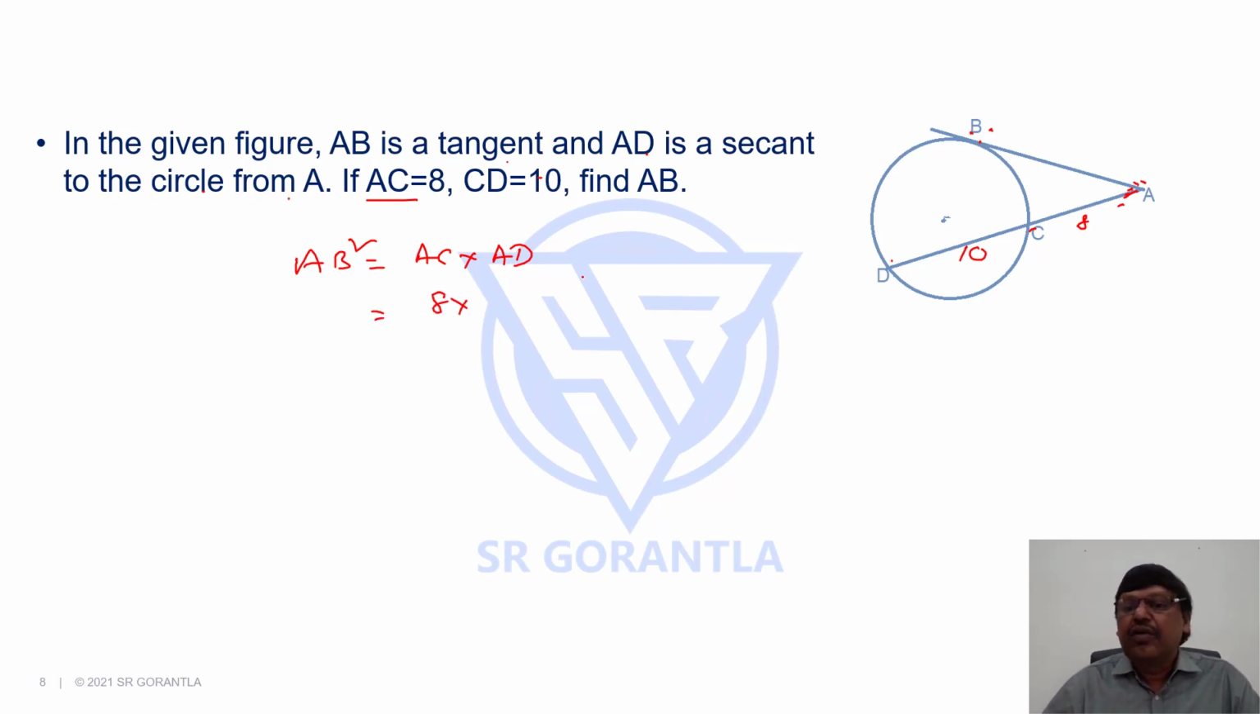AC is 8. What is AD? AD is 8 plus 10, 18. 8 into 18, 144, which is 12 square. So I can say AB is equal to 12. So our answer is 12.